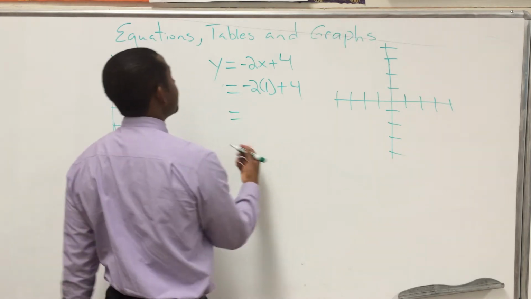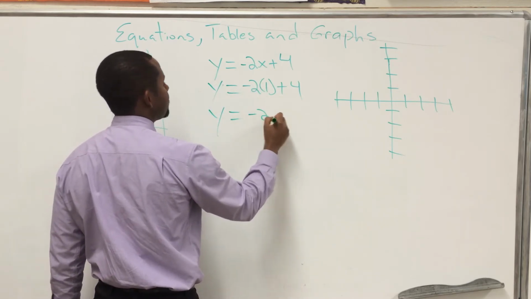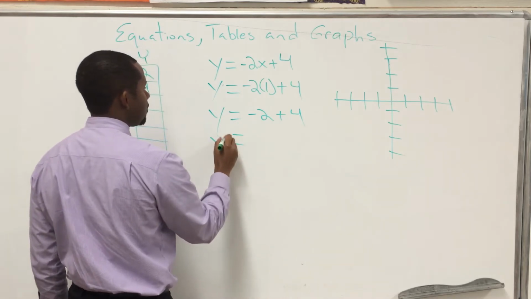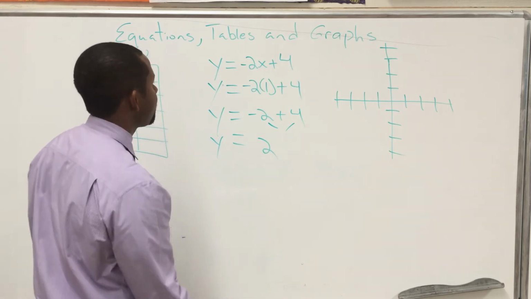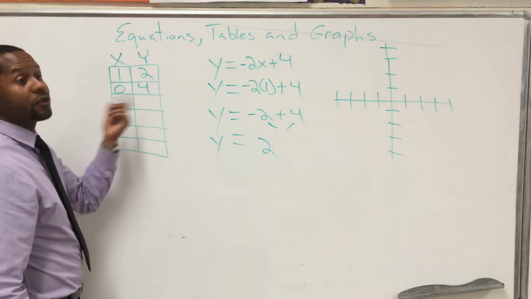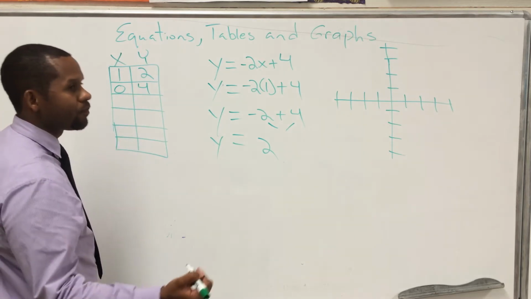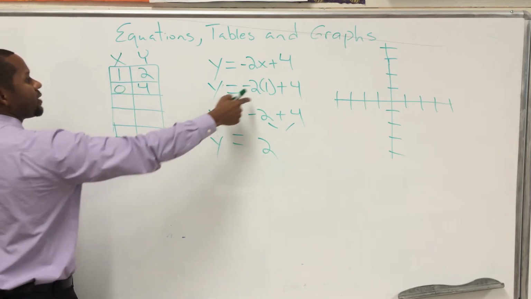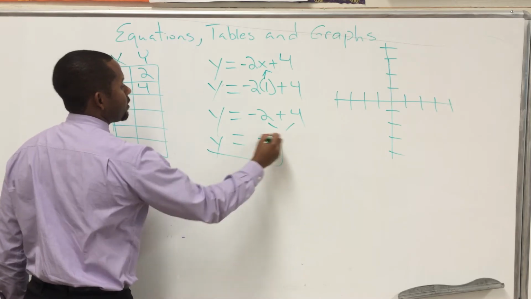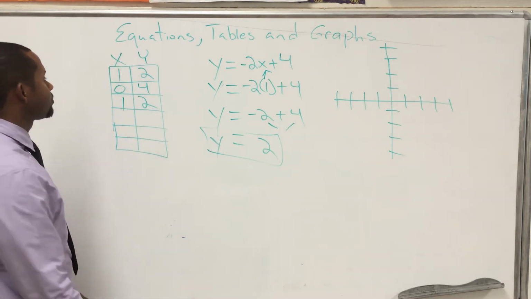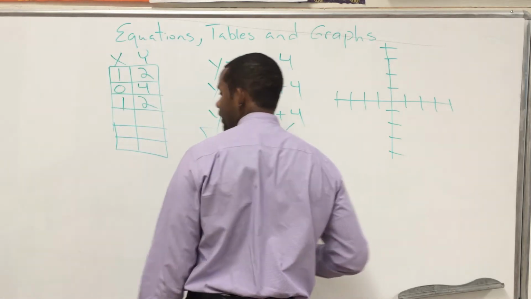You just did it. Now I'm going to do it. So y equals negative 2 times negative 1, which is positive 2, plus 4. Y equals 2 plus 4, which is 6. All right? So here's another question that's just going to pop up. What are my x and y values that go in this table? Okay? We're going to find one more point.